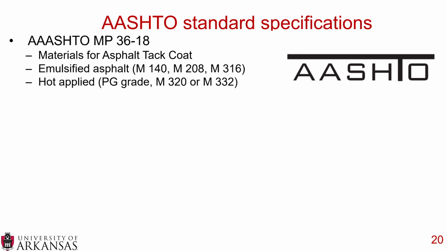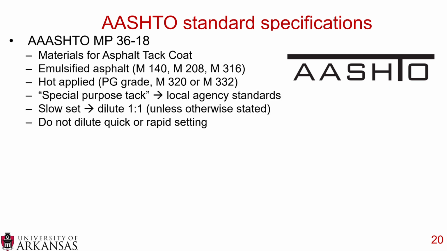So AASHTO MP 36 has emulsified asphalt. It calls out M140, M208, and M316. It has hot applied asphalt, which is PG grade. You use either M320, which is the standard Superpave binder grading, or M332, which is MSCR. It also talks about this concept of special purpose tack, which should follow local agency standards. I believe this is what they mean by reduced tracking. So they call it special purpose. It can also be reduced tracking.